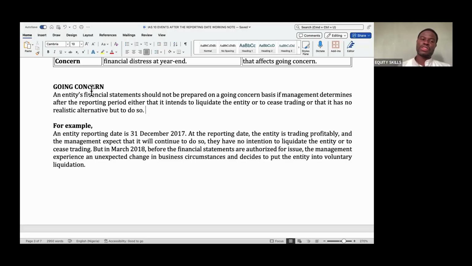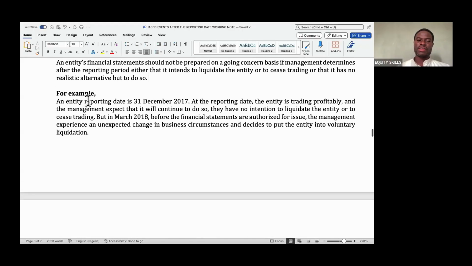So if a going concern issue is not a result of a new disaster, a new adverse circumstance that occurred, if it's just a determination that we want to liquidate, and we are determining that after the end, it is an adjusting event. It is an adjusting event. And an example is this.